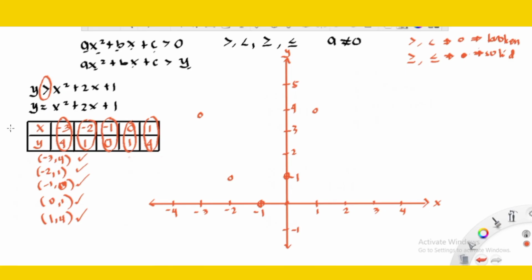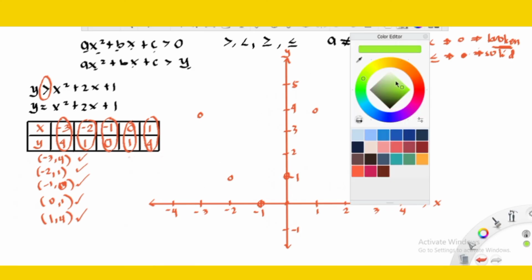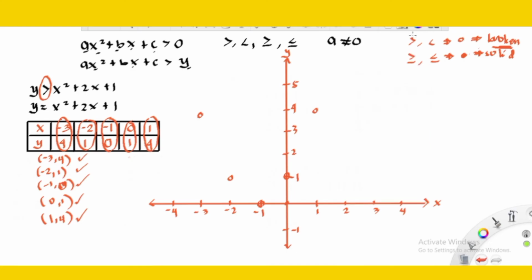At dahil yung ating given ay greater than, walang or equal to sa ibaba, it means to say that we will be using broken lines. So let us connect the points. I'd like to use a different color for that. Let me use green. So connect the points. Ayan, I am using broken lines.